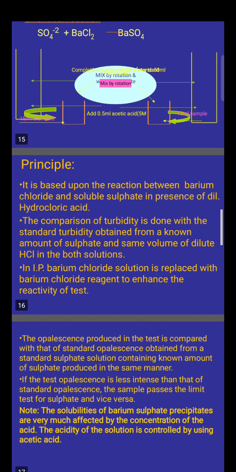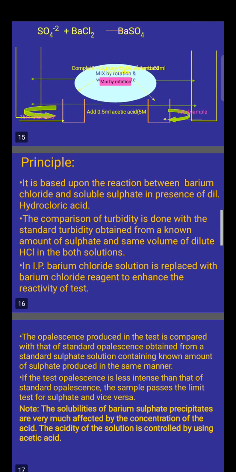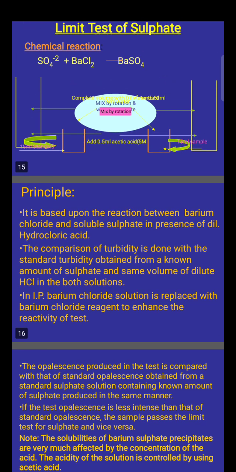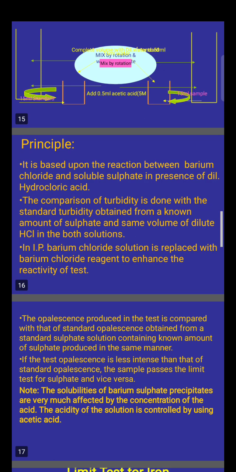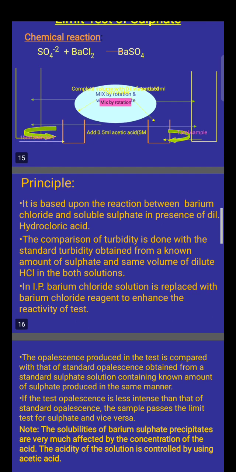So what is the principle in this? It is based upon reaction between barium chloride and soluble sulfate in presence of dilute hydrochloric acid, or also we can take acetic acid. Both of the solutions we can use. The comparison of turbidity is done with the standard turbidity obtained from a known amount of sulfate and same volume of dilute HCl in both of the solutions. In IP, Indian Pharmacopoeia, barium chloride solution is replaced with barium chloride reagent to enhance the reactivity of the test.